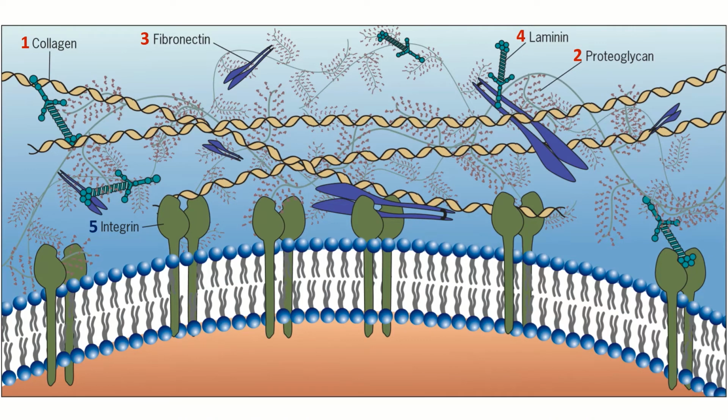So that ends our five types of molecules that are present in the ECM. Four of them are strictly in the ECM, and one, the integrin, is embedded in the cell membrane, which allows the cell to communicate with the outside world.